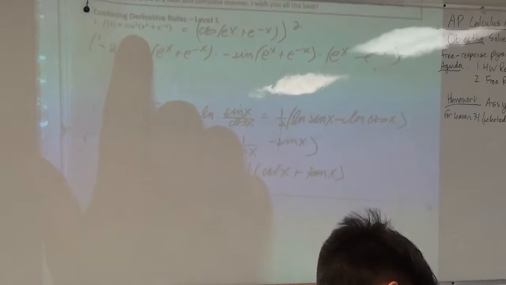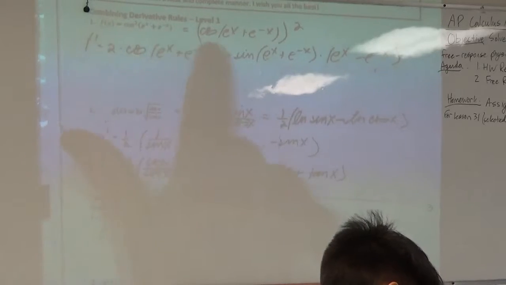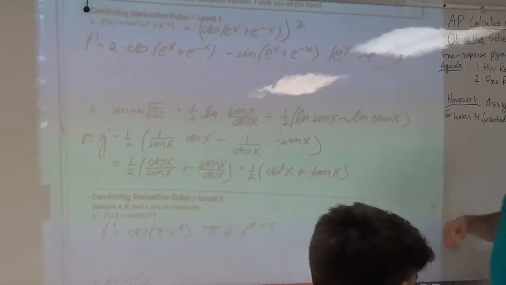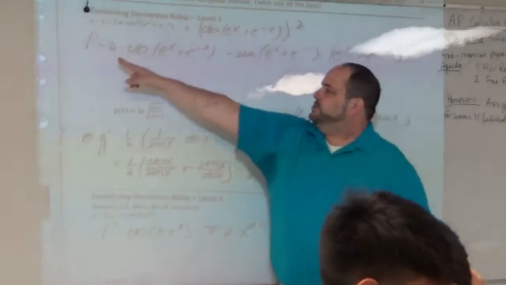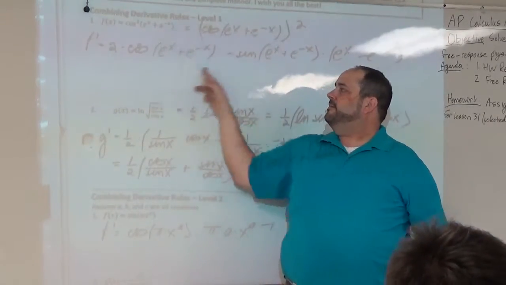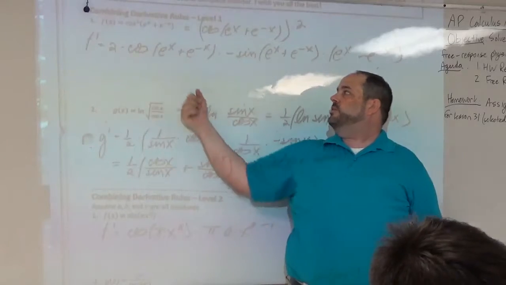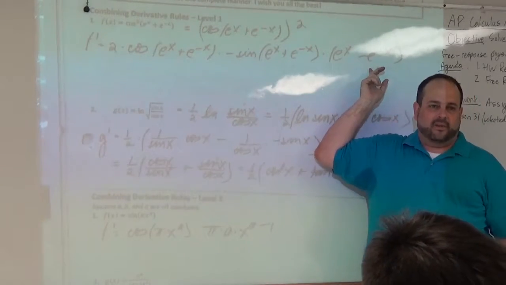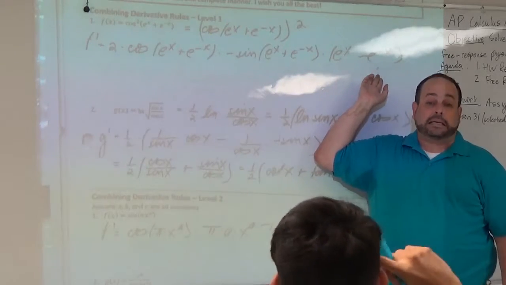Cosine squared, we've had this conversation before. Cosine squared means cosine of all the stuff squared. So this is like big chain rule. Stuff squared, it's 2 times cosine of my stuff times derivative of cosine, which is negative sine of stuff, times e to the x minus e to the negative x. These are some ugly problems.